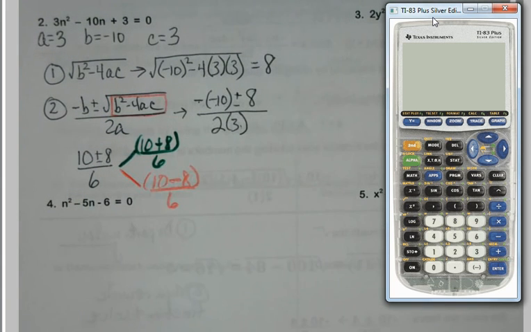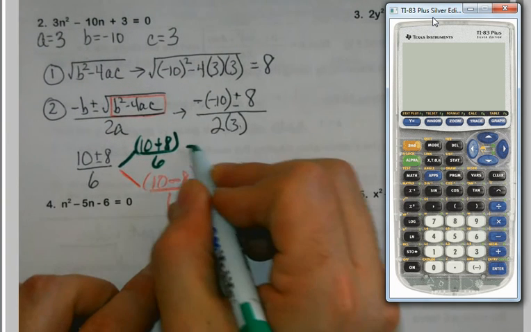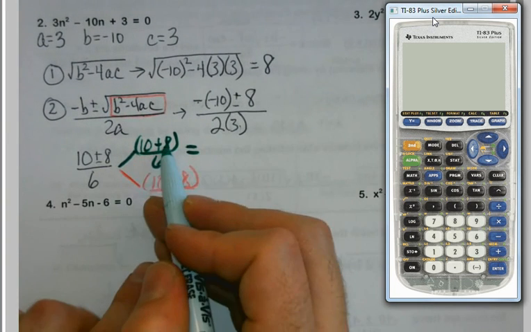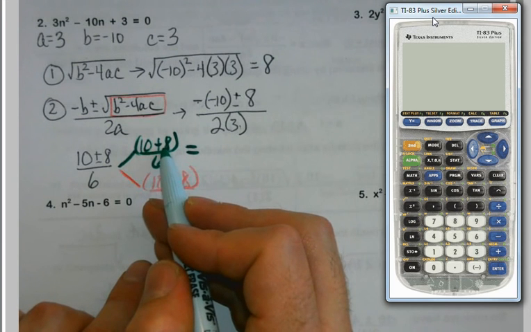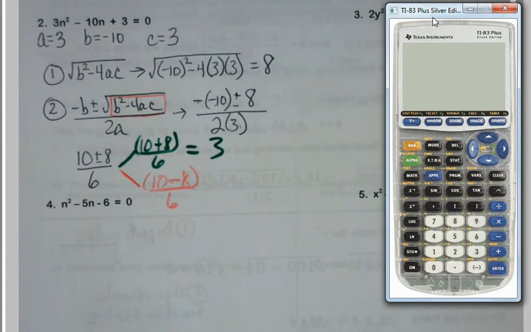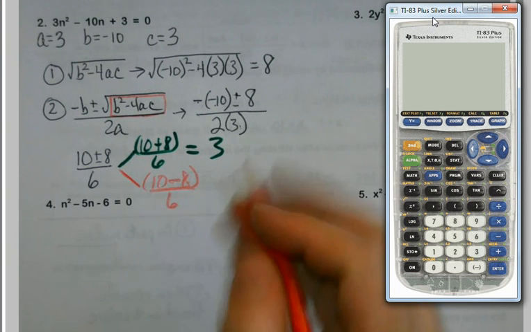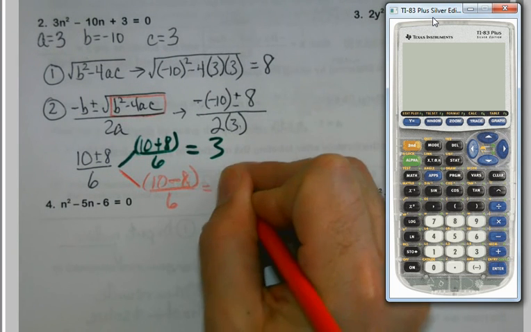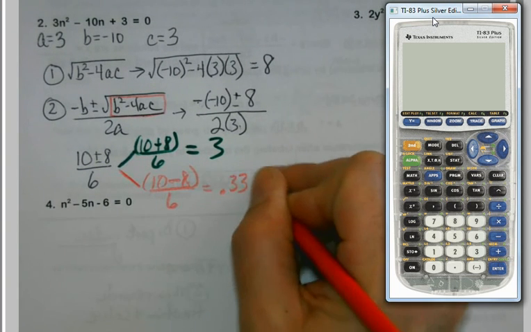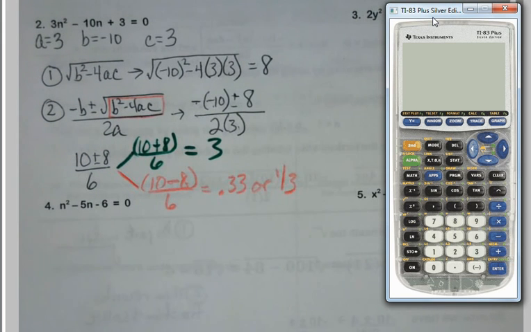And you can get decimals for answers, and that's okay. So 10 plus 8 is 18. Divided by 6 is 3. 10 minus 8 is 2. 2 over 6 is either 0.33, or if you hit math enter, you'll see it's 1/3. Not that bad of a thing to just kind of play with.